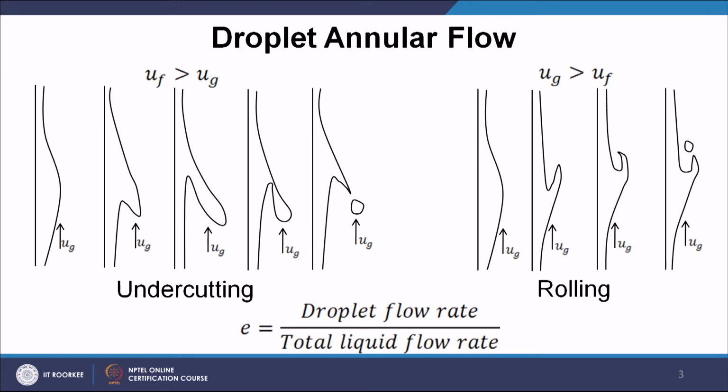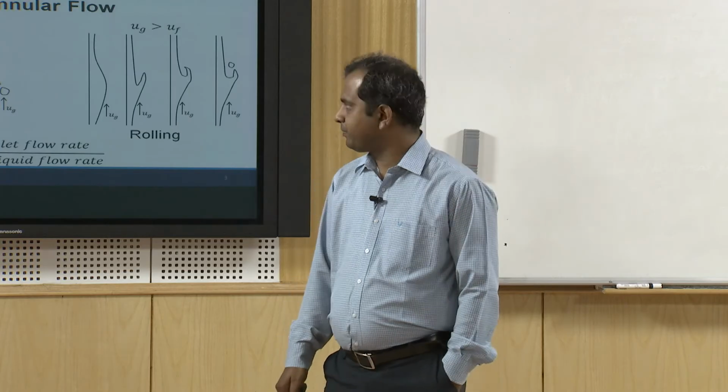So, in this fashion inside the tube you will find lots of droplets are being created, of different sizes depending on the flow velocities, and you will find in the core we have lots of droplets, right. So, that is characterized by droplet annular flow.